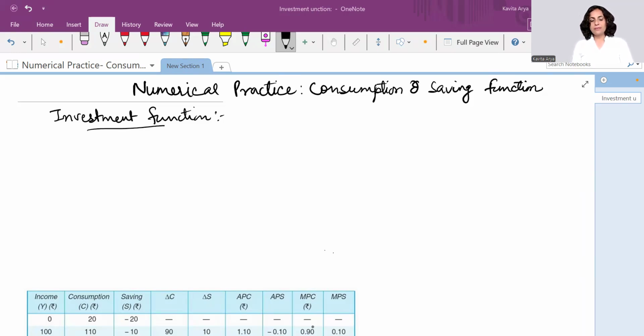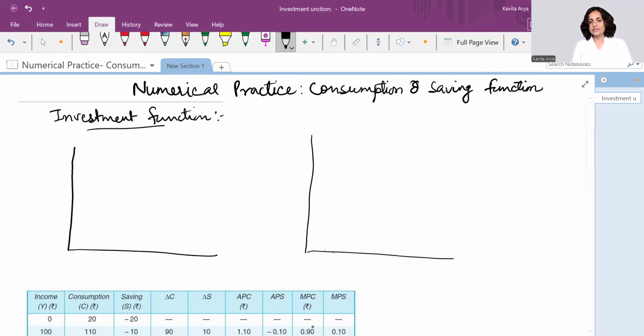Investment function means how much money would be invested in the economy. Actually, it's of two types. One is autonomous investment and the other is induced investment. And if you're able to recall, wherever we have used the term autonomous, that simply meant that it is not dependent on any other factors.